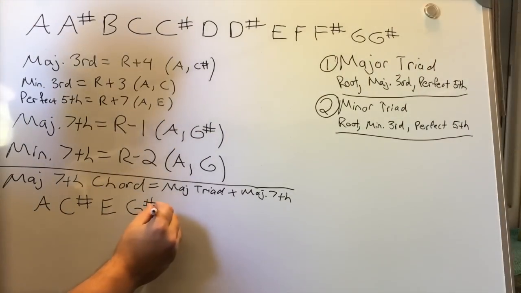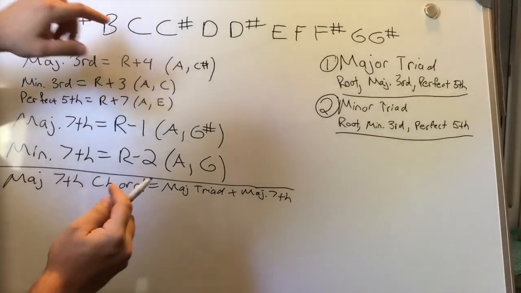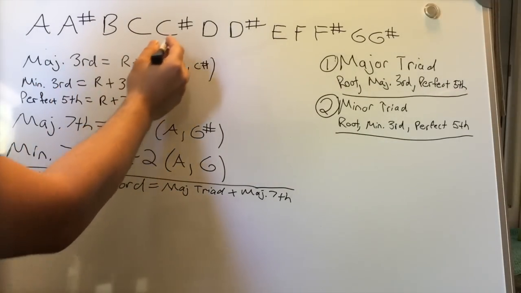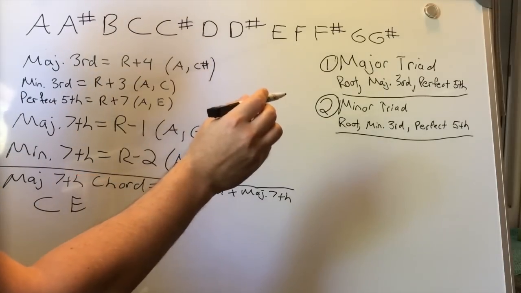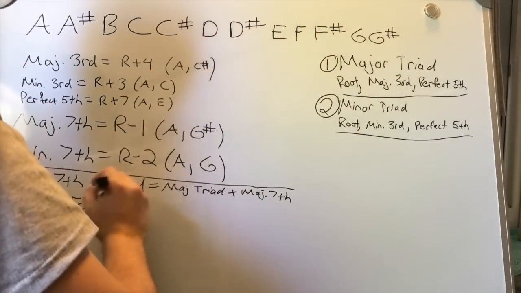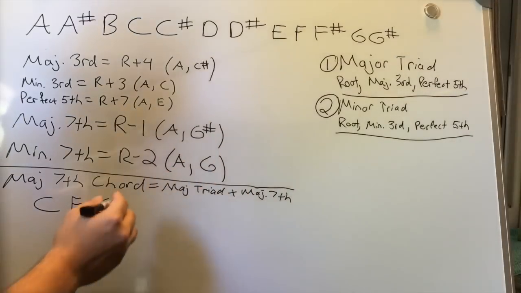Let's go ahead and make a completely different major 7th chord here. Let's do a C major 7. Our root is C. Our major 3rd is plus 4. 1, 2, 3, 4. E. Our perfect 5th is plus 7. 1, 2, 3, 4, 5, 6, 7. It's taking me seconds to find these, which is what I like.